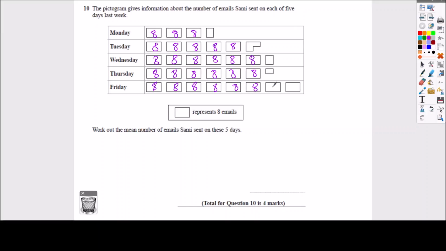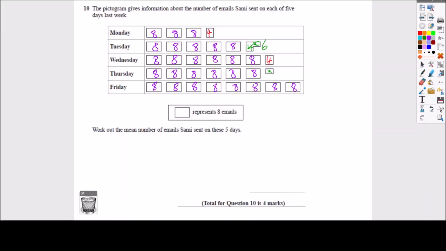So we've then got to start thinking about the fractions. Now, half of 8 is 4. So when we cut this right down the middle, we're left with 4 emails. So that's going to be a 4, and that's going to be a 4. Now, half of that again is going to be 2. So that little bit there is going to be a 2. Now, this one up here is going to be a 4 and a 2, which is a 6. So let's go and add all of those up. In fact, I think it's easier if I just call that a 6.